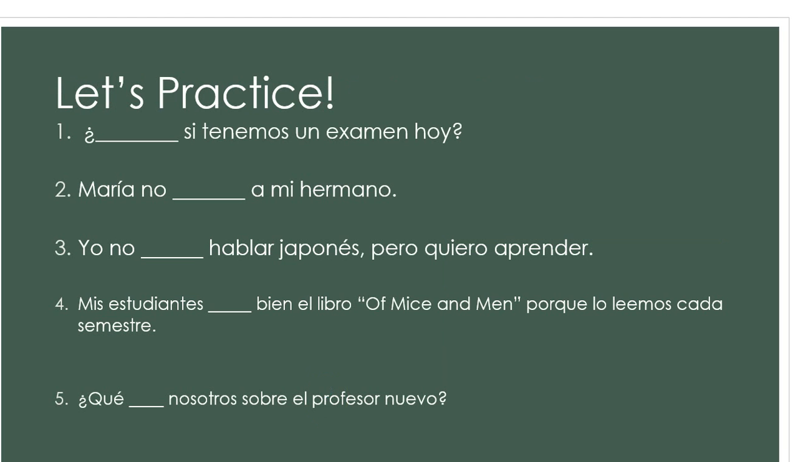Okay, let's do a little practice. I'm going to give you about 5 seconds for each sentence to distinguish whether you need to use the verb saber or conocer. So let's start with the first one. Blank, si tenemos un examen hoy.